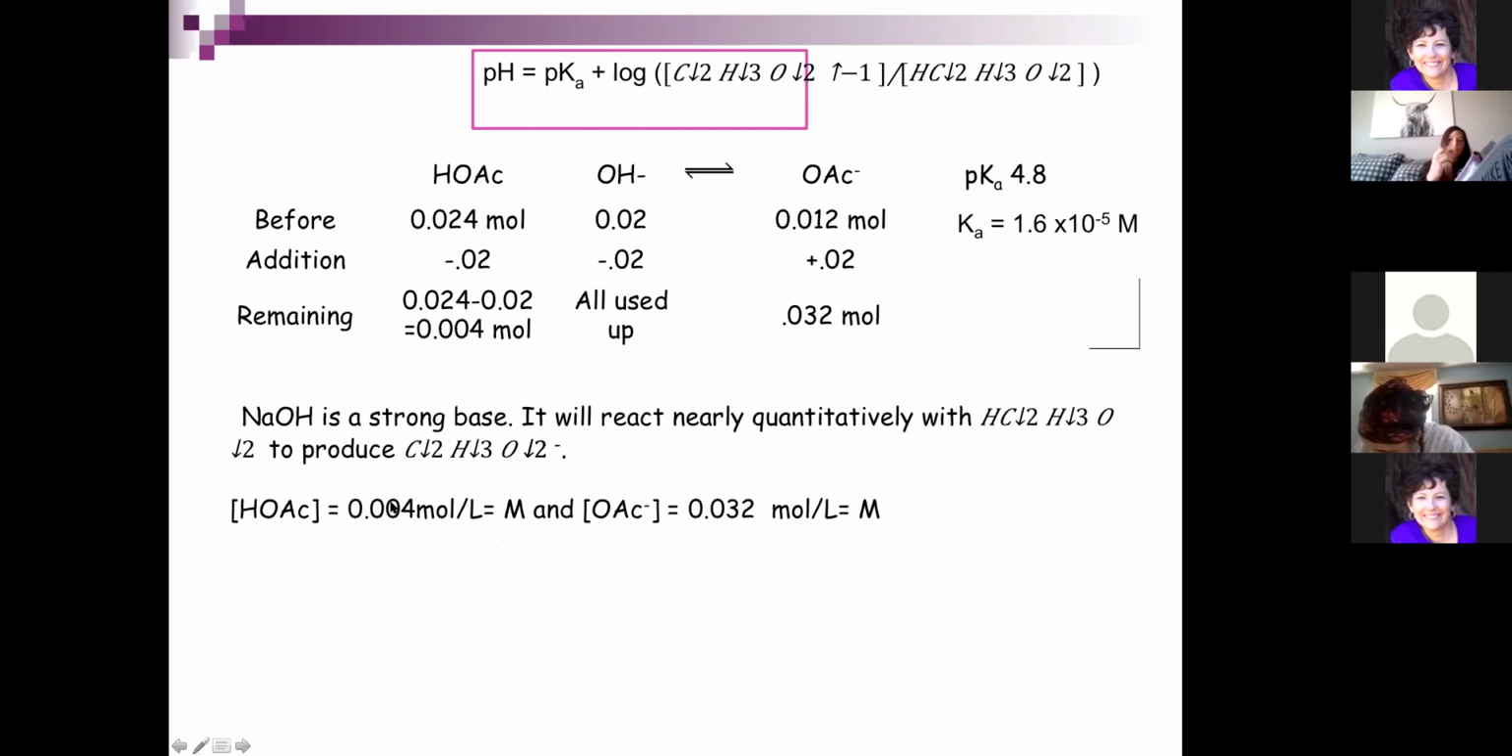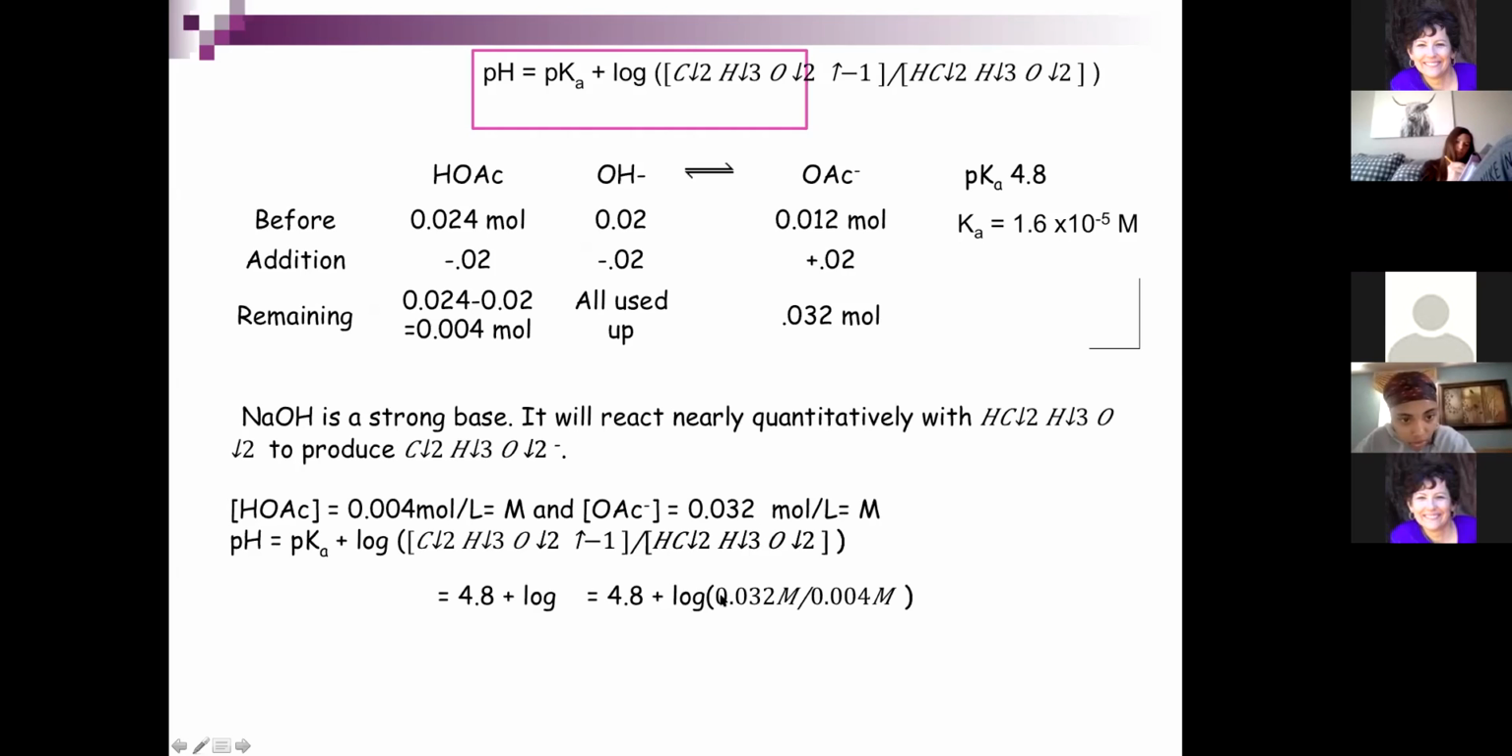So I can calculate the molarity of each of the two. So when I do it, I'm going to get the numerator of 0.032 molar and the denominator is 0.004 molar, because I think these are both in a liter. So when I do that one, I should get about 5.69.